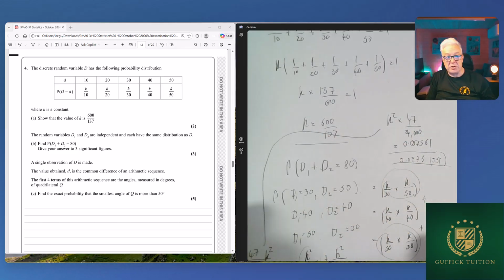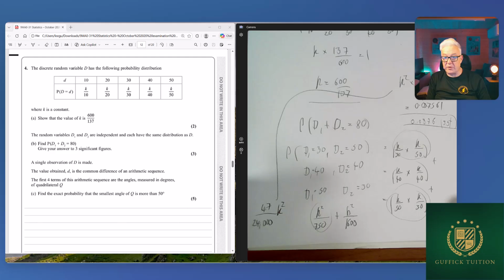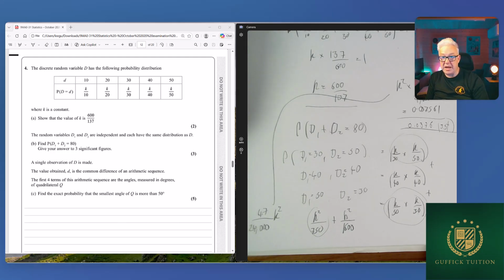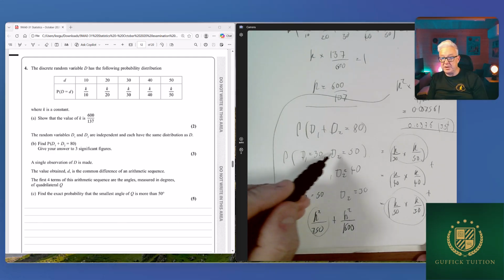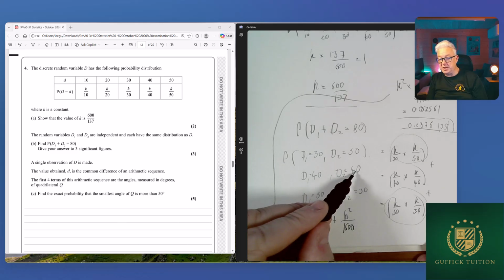So just to really quickly recap on where that's come from. D1 add D2 equals 80 can only happen when D1 is 30 and D2 is 50, D1 is 40 and D2 is 40, or D1 is 50 and D2 is 30.